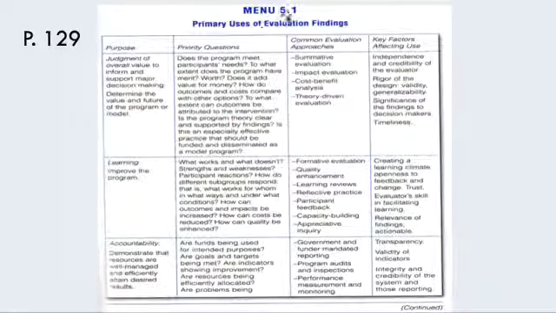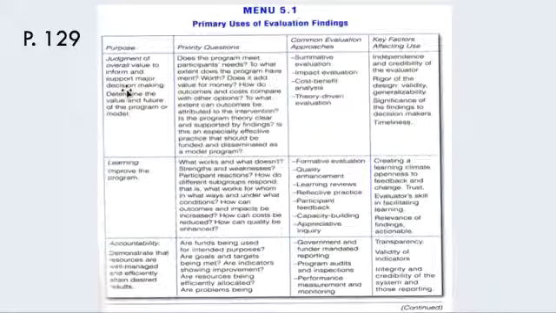Here I thought I would just pull up menu 5.1 to look at it more specifically in terms of the different columns, where this will serve useful to you, where you might even want to share this menu with your primary intended users to educate them on the different types of evaluations. Because remember, you're not determining the evaluation purpose. You're doing that in collaboration with your primary intended users.